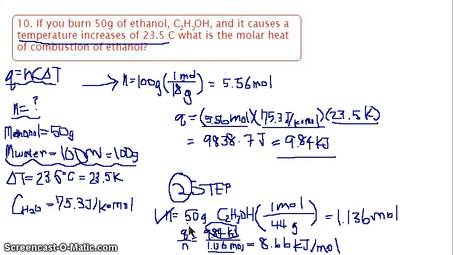n equals 50 grams of ethanol times 1 mole over 44 grams, which I solved by using the given grams on the board written by Mr. Brown. That comes out to be 1.136 mole. So 9.84 kilojoules over 1.136 mole would come out to be 8.66 kilojoules per mole. This would be the molar heat of combustion for ethanol.